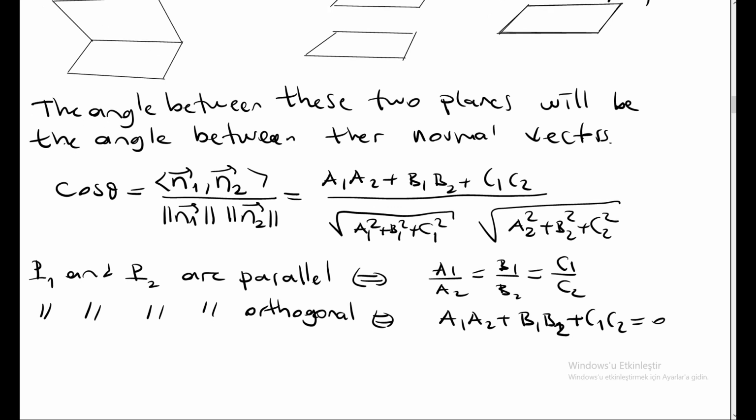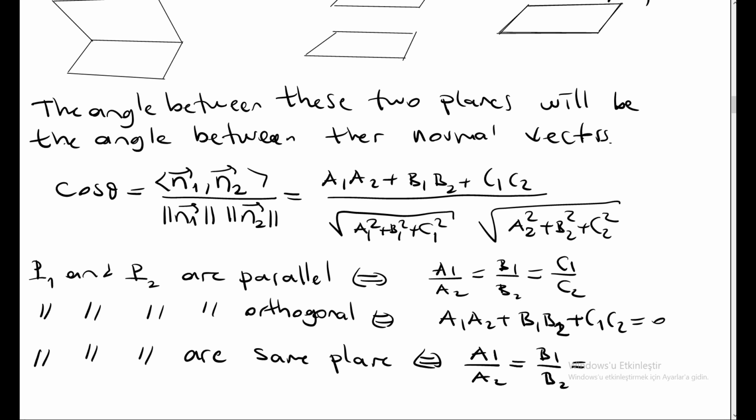And the last one, P1 and P2 are the same plane. So in this case, their normals will be parallel, and their distance from the origin, this vector, this line segment, will be parallel.